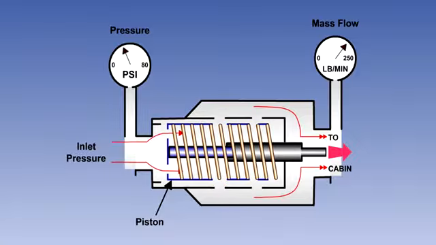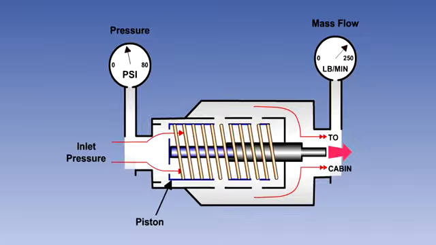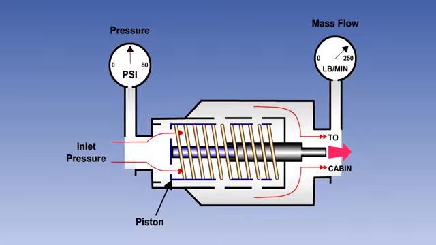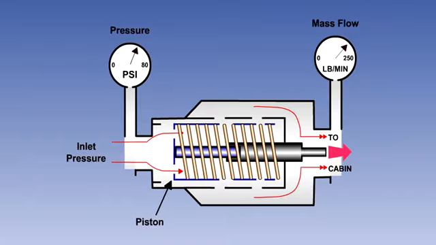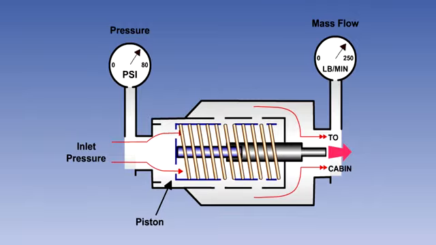As the inlet pressure increases, the mass flow will tend to increase. However, the increased pressure on the face of the piston will move it to the right against the spring, reducing the airflow through the unit. Thus, with pressure changes, the piston position will modulate in the cylinder, maintaining a constant mass flow to the packs.